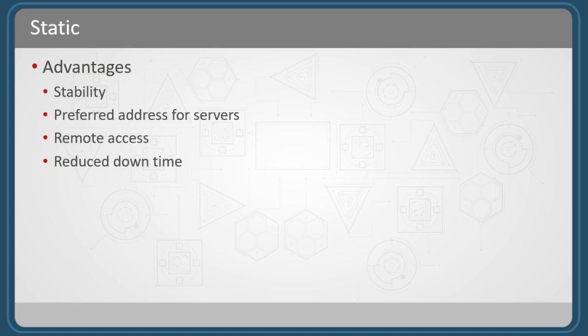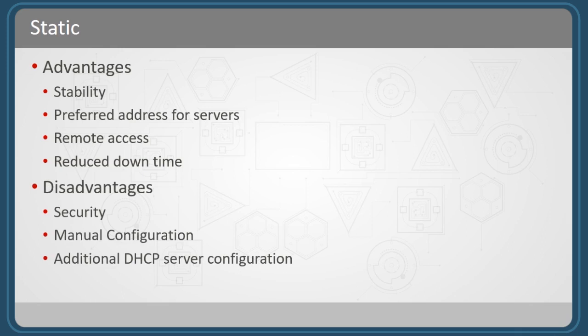Now, the advantages: well, it's very stable. You know server X always has this address. So you can implement preferred addresses for your servers, maybe the first 10 or 20 of that particular subnet. You can always know where to direct remote access requests. If somebody's coming in from the outside through remote desktop, you can always forward that request to a specific server. And it reduces downtime because if the DHCP server itself goes down, you can end up with clients that are unable to get an address. So if that was the case with your servers, they would also be unable to get an address. And of course, that would result in downtime.